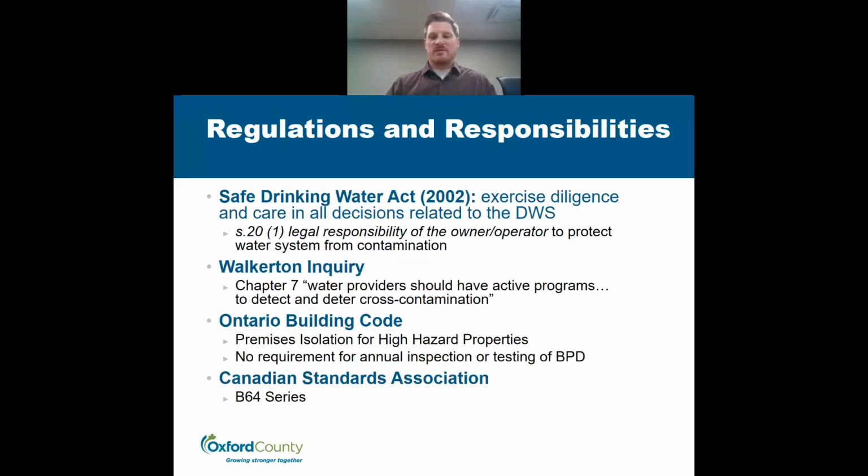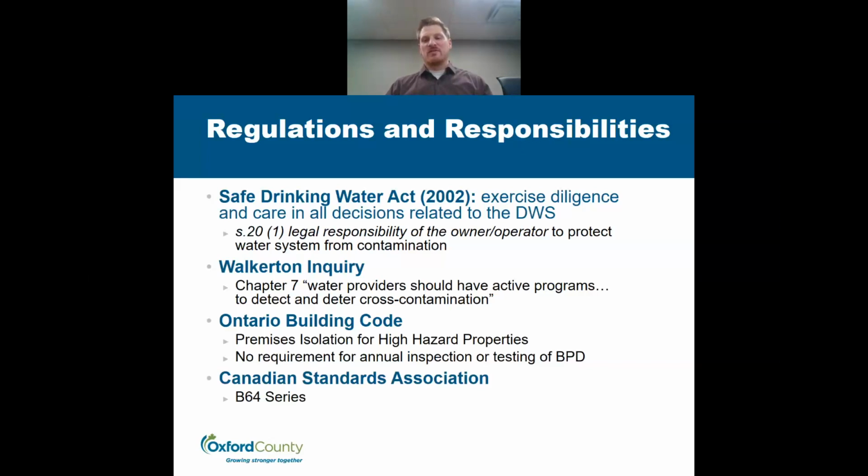What are the regulations and responsibilities? What are the responsibilities of the county as the owner of the drinking water system? The Safe Drinking Water Act outlines a number of obligations for individuals who have decision-making authority over drinking water systems. All individuals must exercise a level of care and diligence related to decision-making that impacts the quality of water directed to residents from the municipal drinking water system.